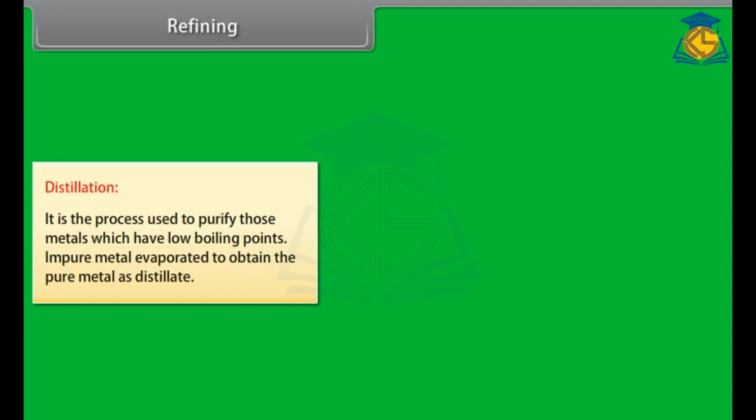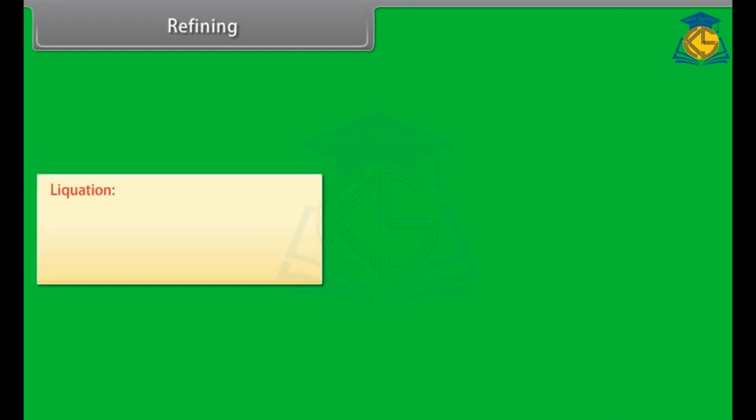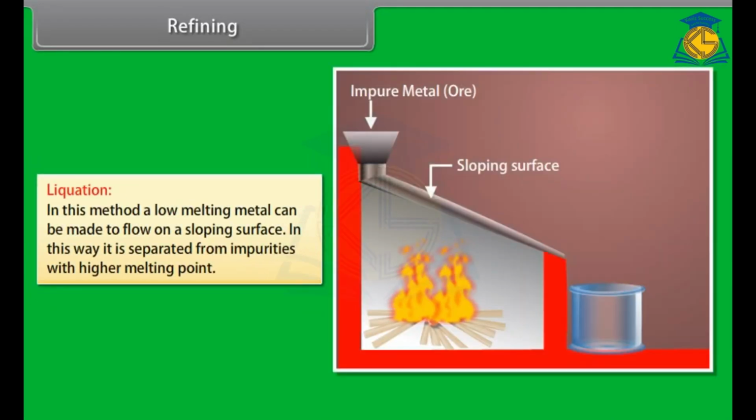Distillation. It is the process used to purify those metals which have low boiling points. Impure metal is evaporated to obtain the pure metal as distillate. For example, zinc and mercury. Liquation. In this method, a low melting metal can be made to flow on a sloping surface. In this way, it is separated from impurities with higher melting point, for example, tin.